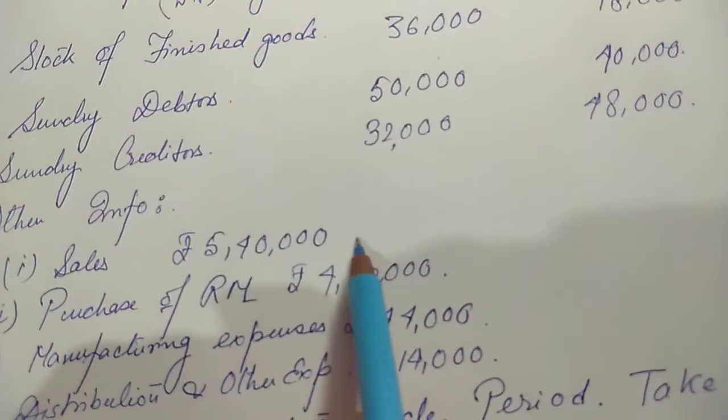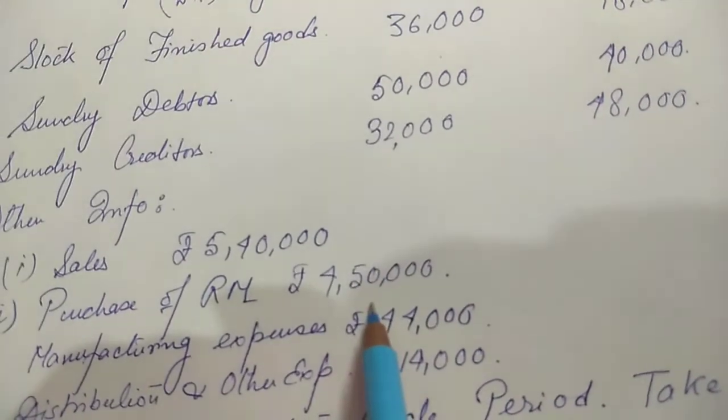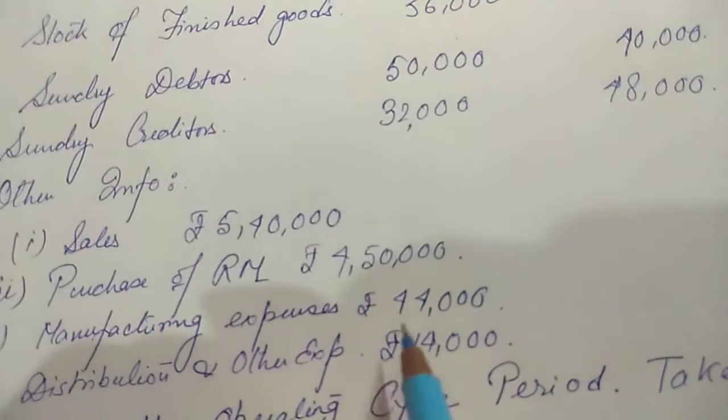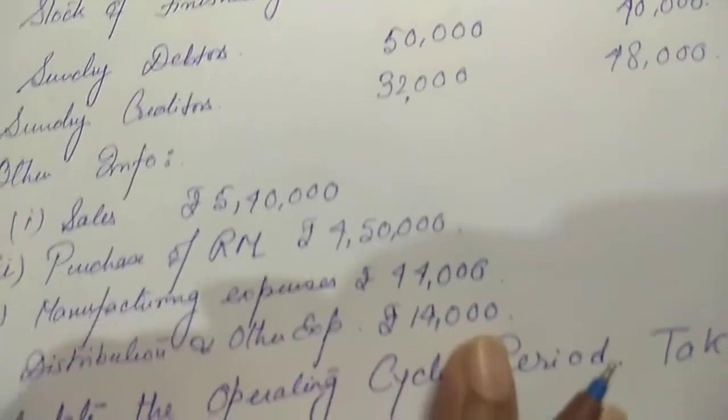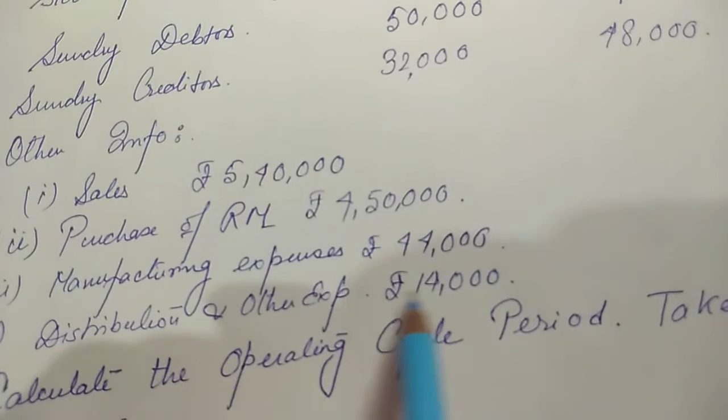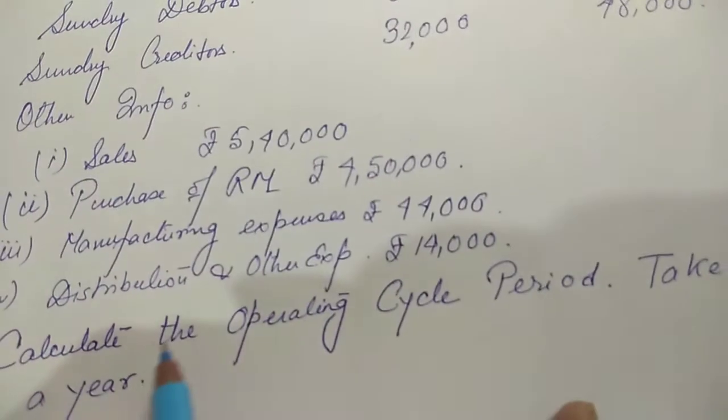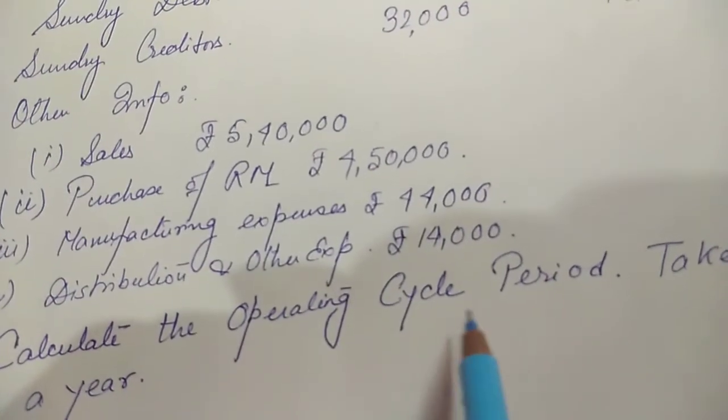Sales for the year is given. Purchase of raw materials is given. Manufacturing expenses 44,000. Distribution and other expenses 14,000. Calculate the operating cycle period.